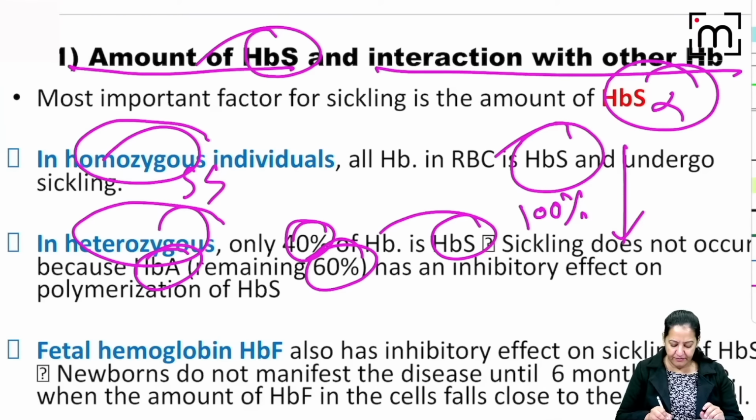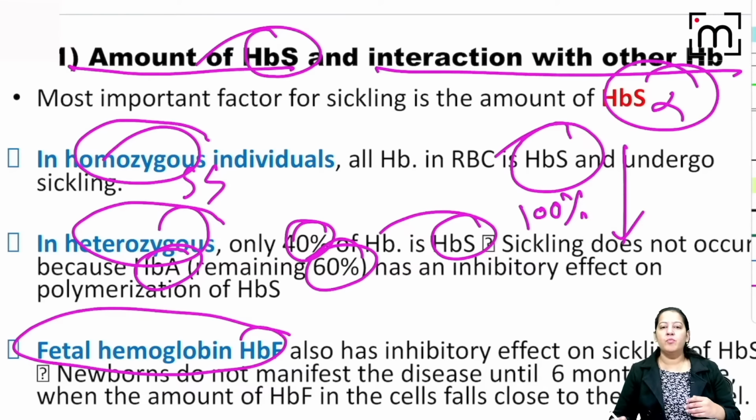But in fetal hemoglobin, when a newborn is born, the predominant hemoglobin in the newborn is fetal hemoglobin for the first 6 months of life. And after the first 6 months of life, the hemoglobin F is replaced by the adult hemoglobin A. You got my point? Hemoglobin F also has an inhibitory effect on hemoglobin S. So whenever a newborn with sickle cell anemia is born, in the first 6 months the newborn doesn't have any symptoms. This is the reason.